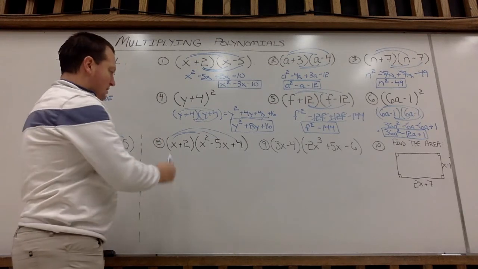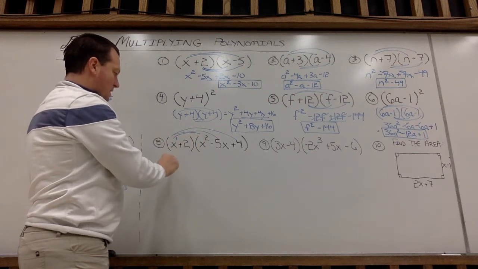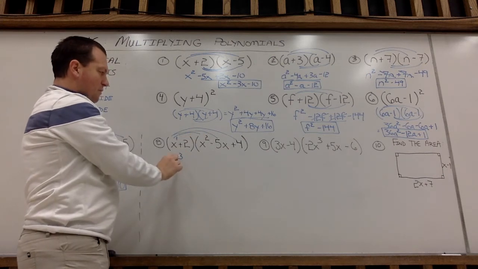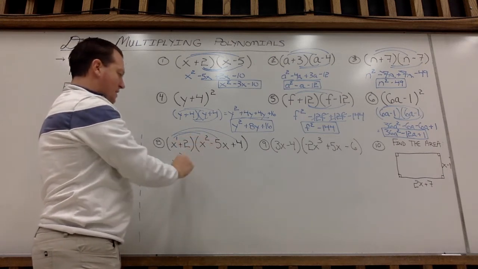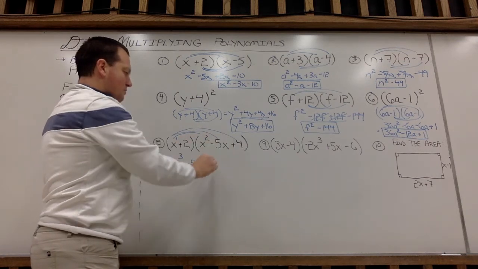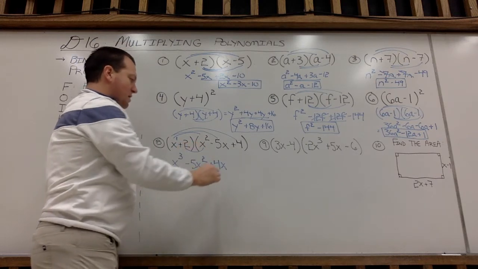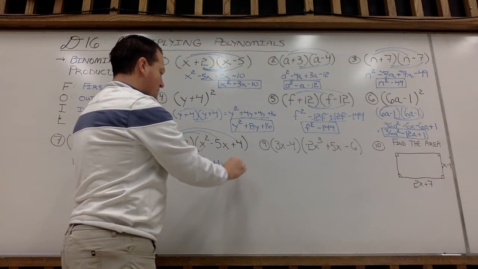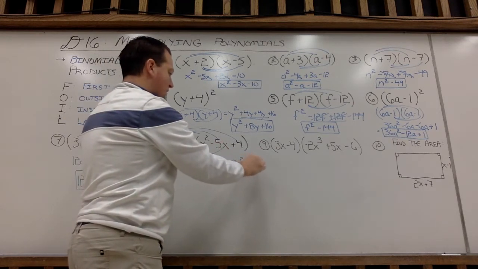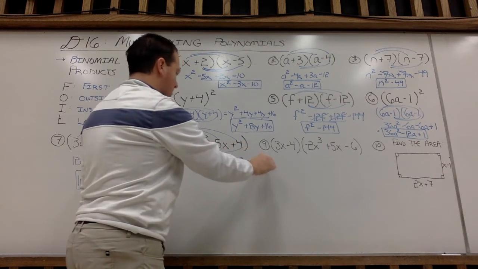It's a Nike event. So I have an x to the first times x squared. That'll be x cubed. 1 and 2 gives me 3 for the exponent. X times negative 5x, negative 5x squared. X times 4, 4x. 2 times x squared, 2x squared. 2 times negative 5x, negative 10x. And then 2 times 4 is a crazy 8.